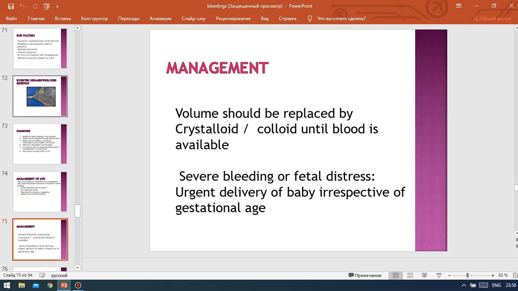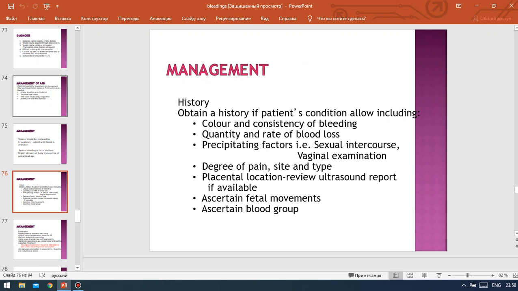Severe bleeding or fetal distress requires urgent delivery of the baby irrespective of gestational age. History: obtain a history if the patient's condition allows, including color and consistency of bleeding, quantity and rate of blood loss, precipitating factors. If it's sexual intercourse, sometimes they can tell us, but we need to ask. Vaginal examination, degree of pain, site and type, placental location, review ultrasound report if available, ascertain fetal movement, ascertain blood group.